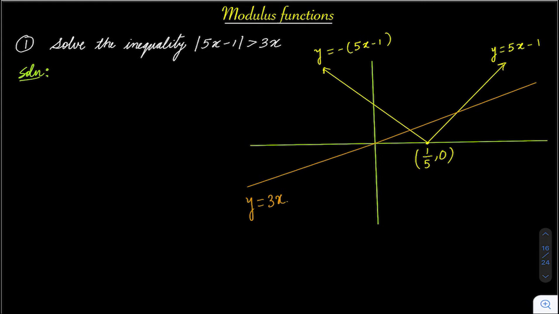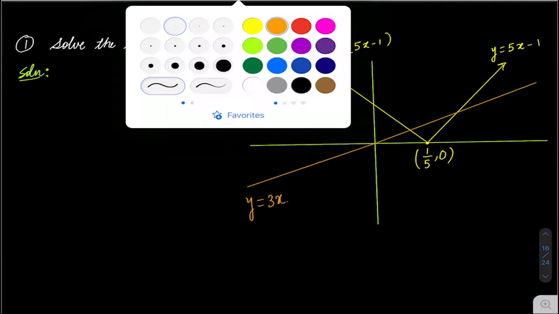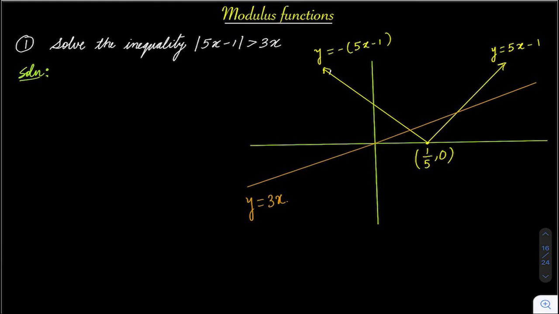Now we need the modulus to be greater than 3x. So you can see that if I shade this part, this part of the modulus is above the straight line y equals 3x. So that's our answer. All the values of x in these two shaded parts will be our answer. So that's the graphical method of solving this inequality.